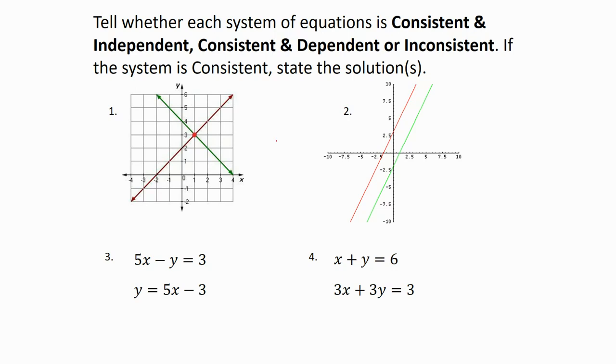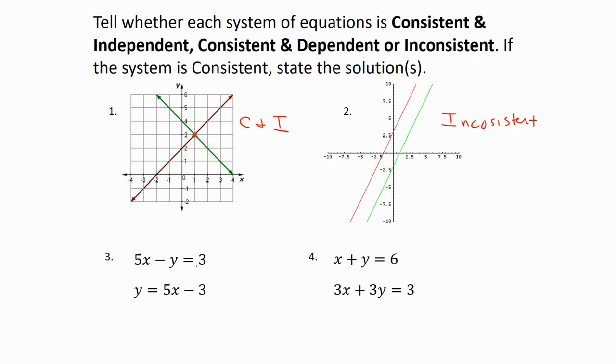So then we've got a little matching, or a little 4 problems where we tell which one is which. So this is the consistent and independent because there's exactly one solution. This one is inconsistent because it's parallel. And then we should be able to tell just by the equations without having a graph.